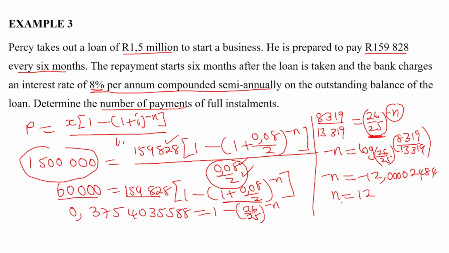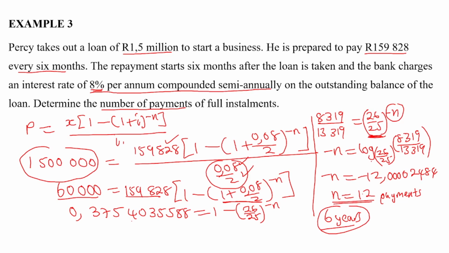So there are 12 payments. If the question had said how many years, what would you say? It's going to be 6 years. Remember, these payments are done every 6 months, so it means 2 times in a year. So you can say 12 divided by 2, and you will get the number of years.